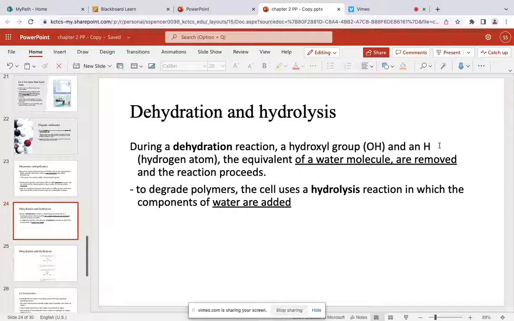And why does that make sense? Because you're losing H2O, H, and another O. So you're losing water. So I think I have on the next slide an example of a dehydration reaction.